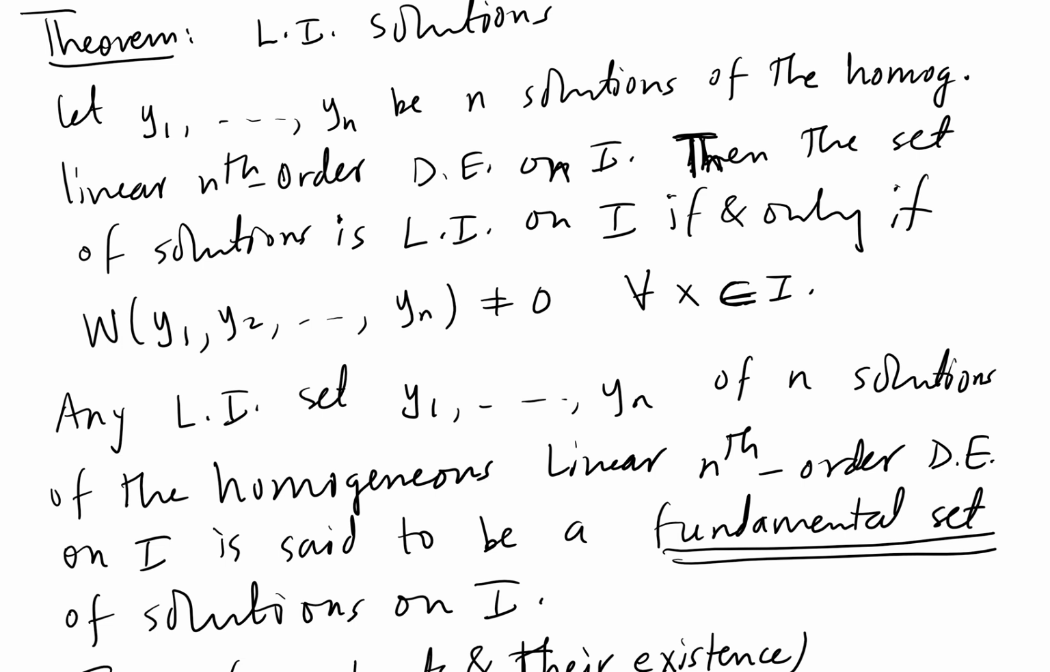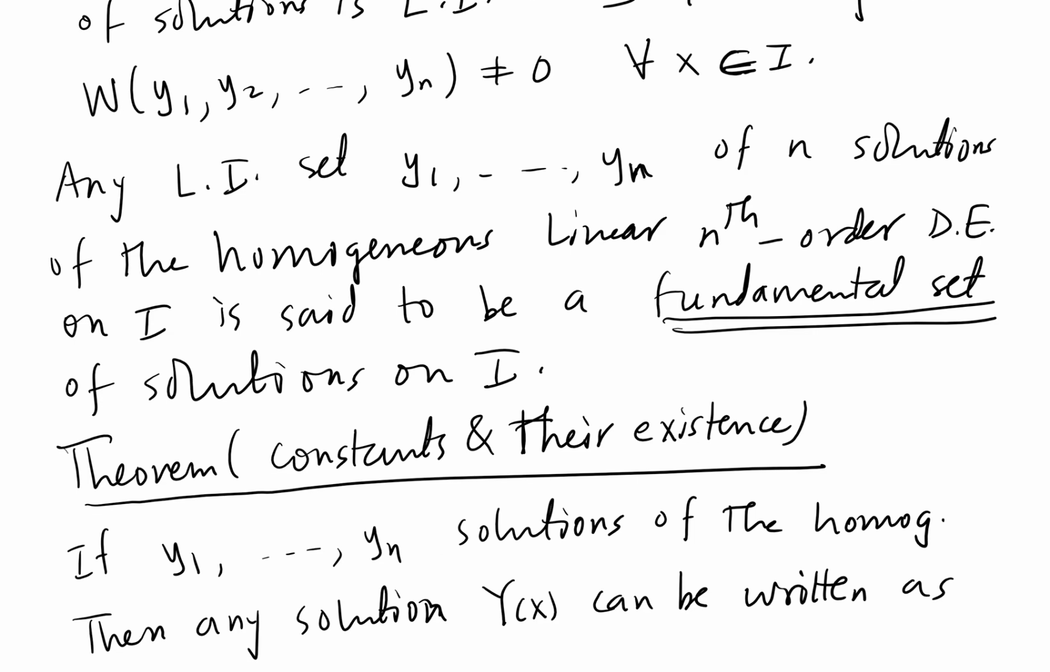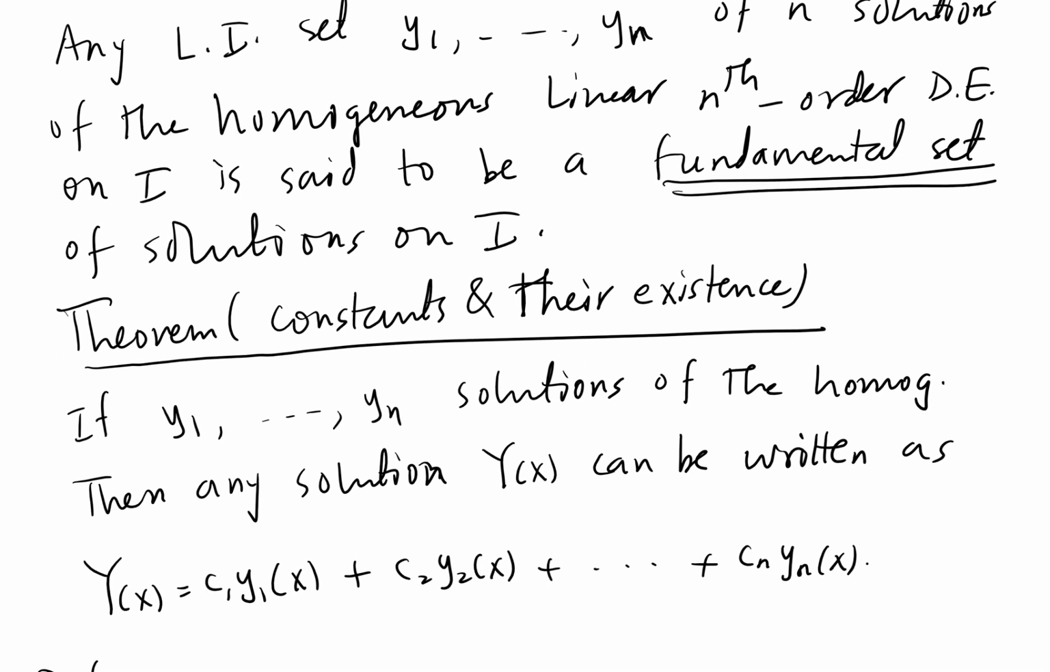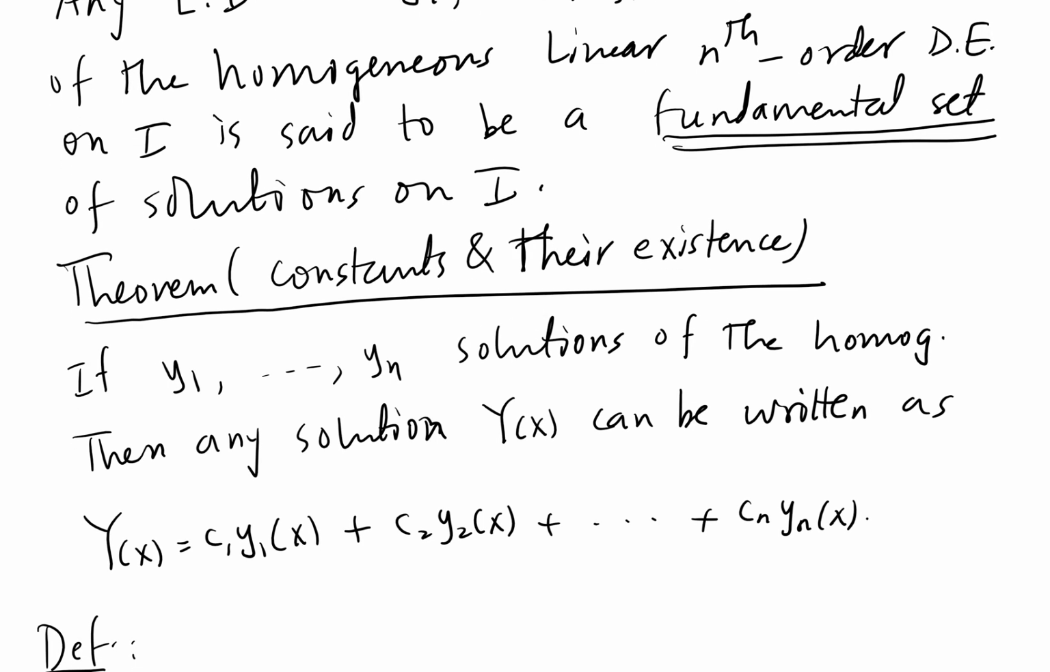I will add one more note about this theorem. It's kind of like the opposite or reverse of this theorem: what happens if the Wronskian is 0. But first, let's look at this one. Another theorem talks about constants and their existence. If y1 to yn are all solutions of the homogeneous differential equation, then any solution Y(x) can be written as a linear combination of these solutions with constants, provided that all these solutions exist.